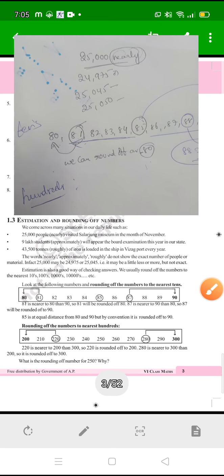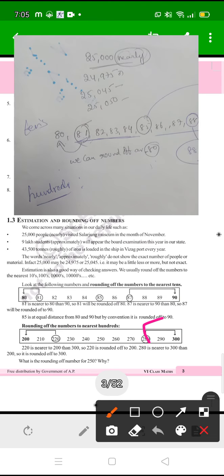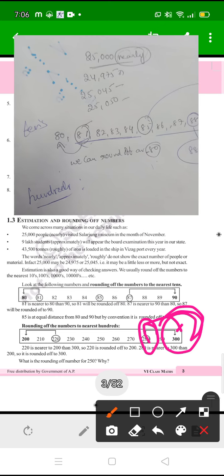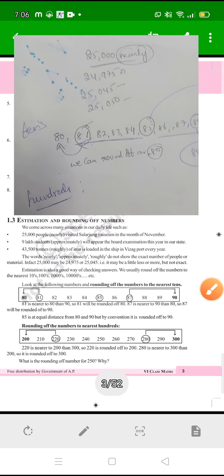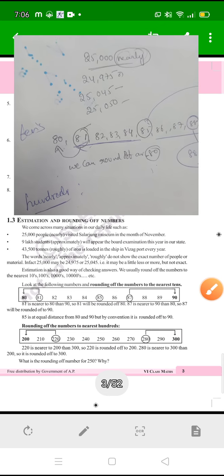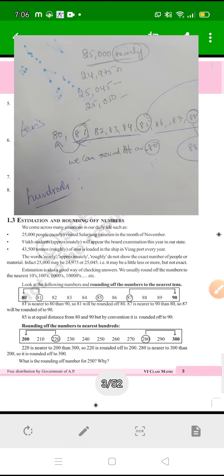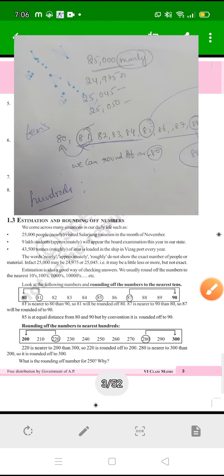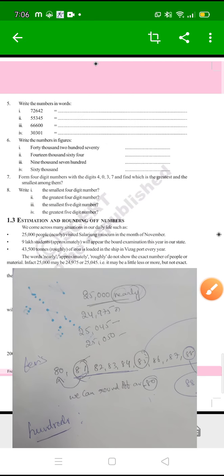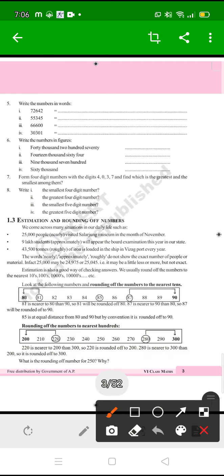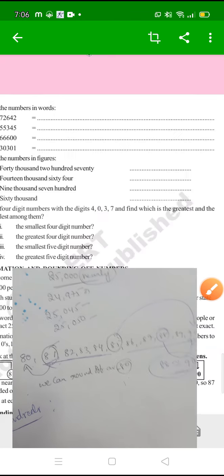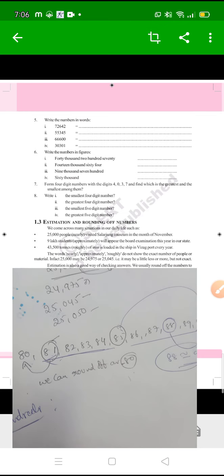Okay, next, 280 is nearer to 300, so you can round off 280 as 300. So it is rounded off as 300. What is the rounding of the number 250? Tell me, what is the rounding number of 250? Why is it so? Do you know about this one?